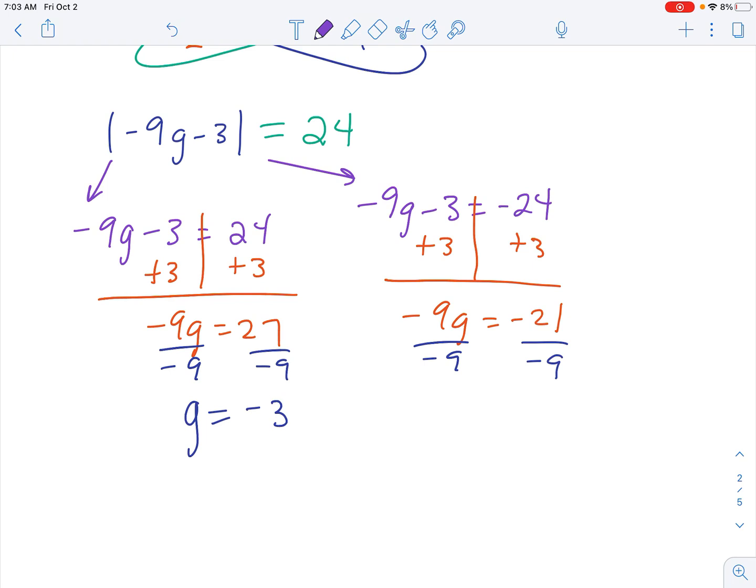So I have 21 over 9. If I divide 21 by 3, and if I divide 9 by 3, that's going to leave me with negative 7 over negative 3, excuse me. Now remember, a negative divided by a negative is a positive. So those negatives are going to cancel each other out, meaning the other answer is 7 over 3.